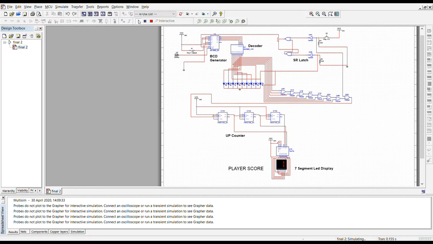Now if I click the switch S2 in between, that is, before the flow of LEDs reach the leftmost LED, then the direction will get reversed and the score will increment. This will be the situation when the player tries to strike the ball at the wrong time.